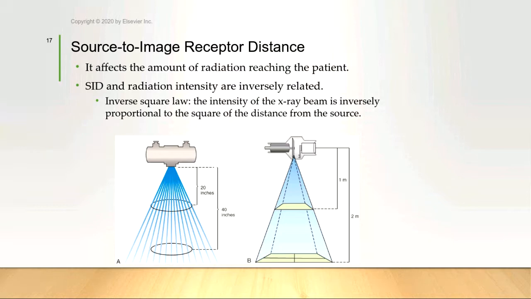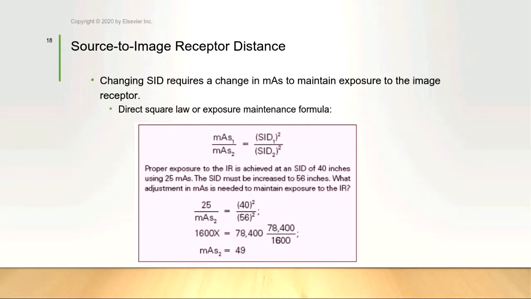So with regard to the SID, anytime we have a change in SID, we know that we typically have to alter our mAs value because we have to alter the quantity in order to maintain the exposure to the IR. So with that, we use the direct square law, or the exposure maintenance formula, which basically you take your mAs values, your mAs 1 over mAs 2 is equivalent to your first distance squared over your second distance squared. And it allows us to calculate what change in mAs we need dependent on the change in SID.